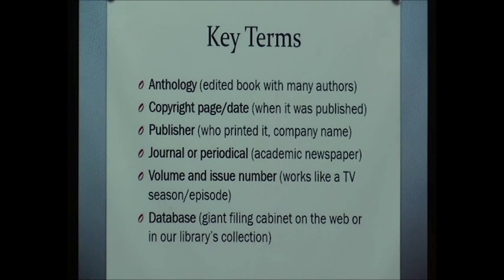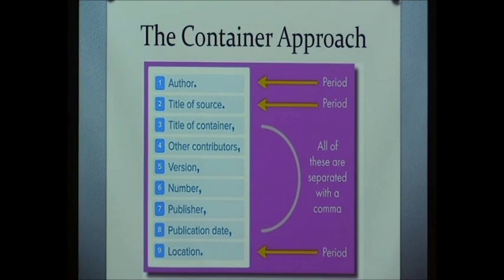So it's different than, you see how that's different than the journal itself, because a database might have 10 journals in it that are on a particular subject, okay? So once we understand all of that, then this gets a little bit easier to do. Okay, so what MLA has come up with is something called the container approach. So a particular way that we are going to kind of decide how to cite everything.